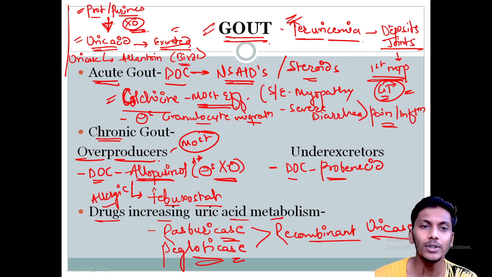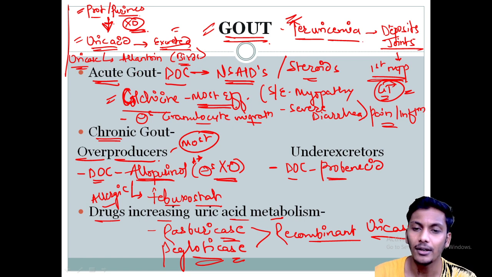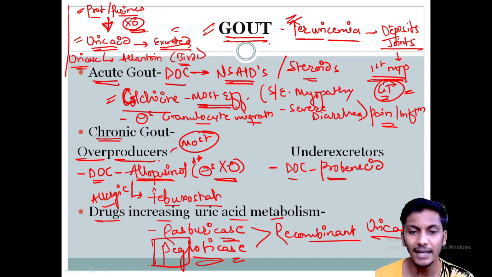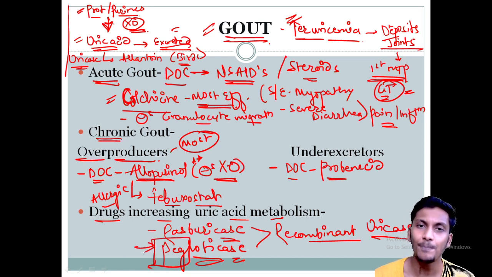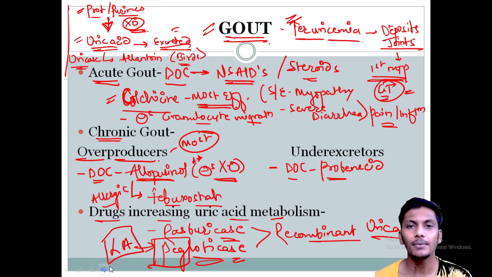As we know, uricase enzyme was present in birds, converting insoluble uric acid to a soluble form known as allantoin, which can be easily excreted by the kidneys. Therefore, rasburicase and pegloticase act by enhancing uric acid metabolism. What do we mean by peg? Peg means pegylated, and wherever peg is added, the drug would be longer acting. These are the most important points to remember about gout.